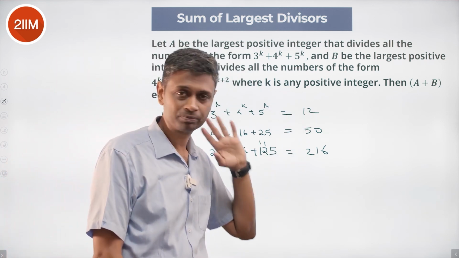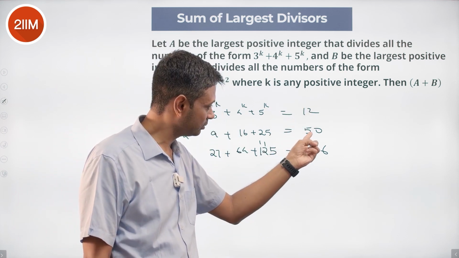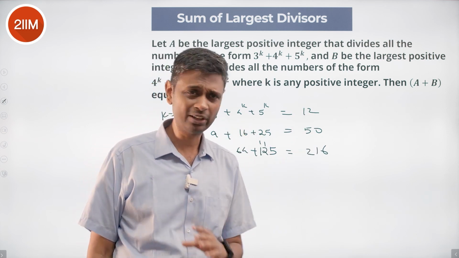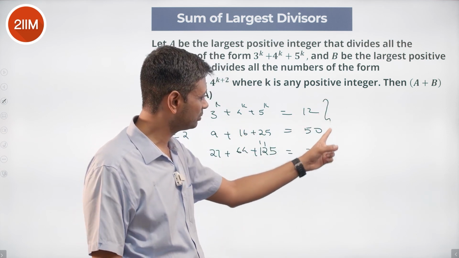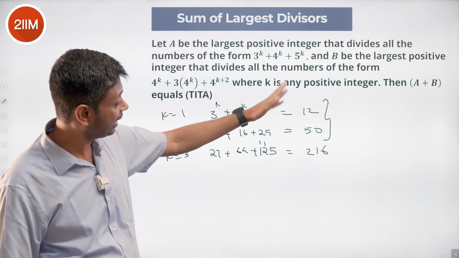This number is only 12. 12 does not divide this, even 6 does not divide. This does not have a 3, it does not have a 4 either. Between these two, the highest common factor is 2. So 2 can divide all of these numbers.